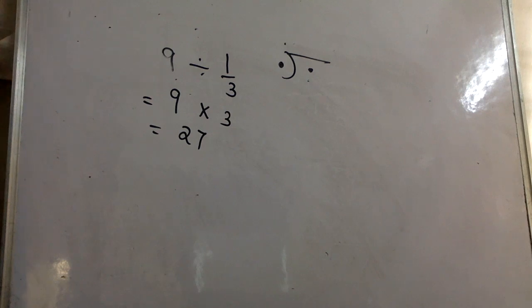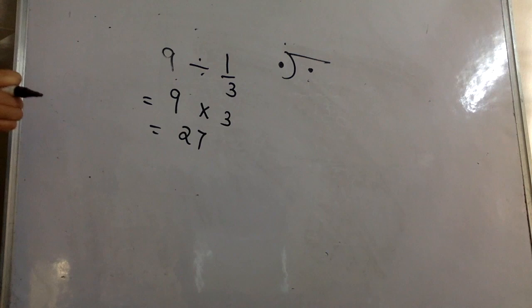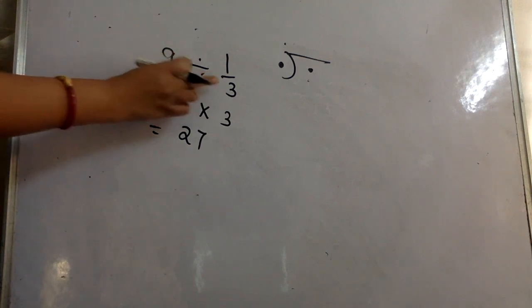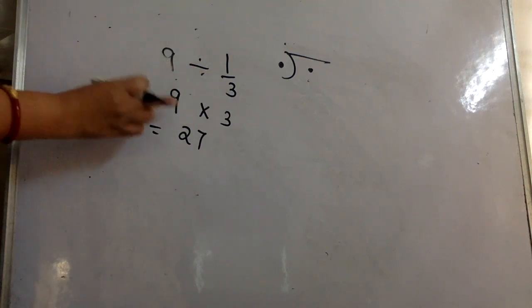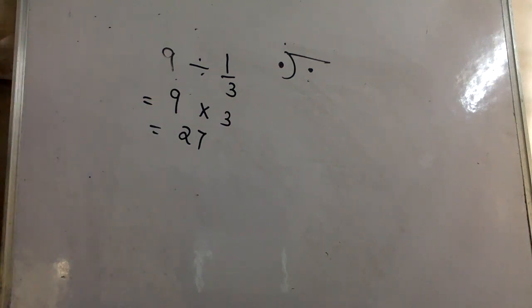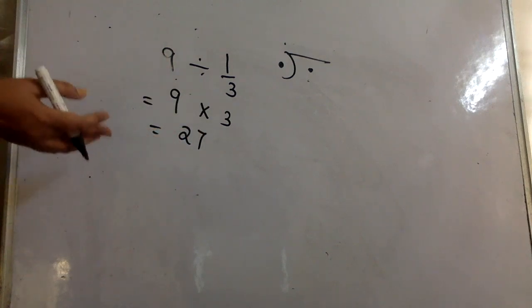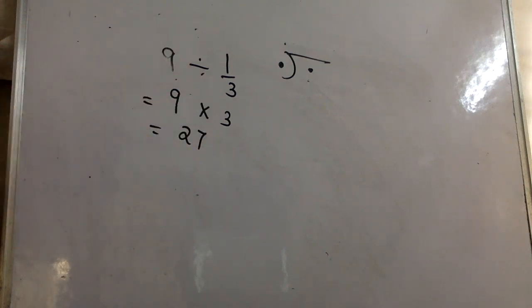I have seen people who have actually started cancelling over here. No, you can't do it. If it is divided by 1/3, you will have to give it a reciprocal and then multiply. We'll take a few numbers where here we got a whole number, but you will see later that we are having fractional values even here.